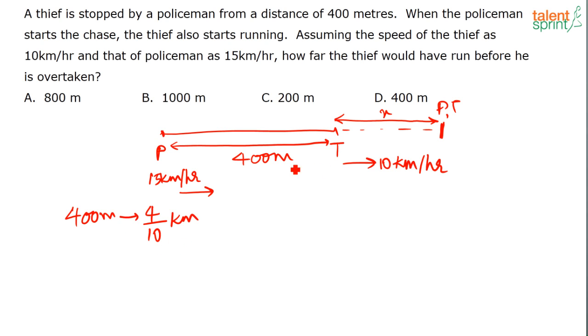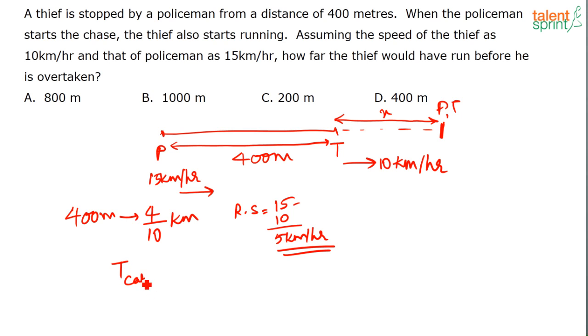Now, what is the relative speed between the policeman and the thief? The relative speed is nothing but 15 minus 10, because both of them are traveling in the same direction. So the net speed is the difference between the speeds of both, that is 5 kilometers per hour. This is the relative speed between the policeman and the thief. Now, at what time will the policeman catch the thief?